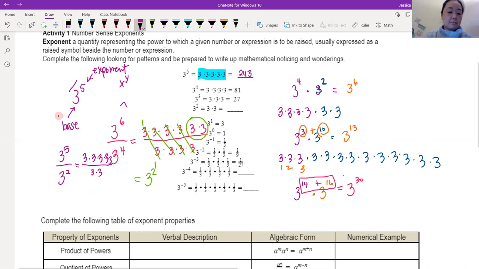So let me just do that. These all cancel out. All we have left is just 3, so 3 to the 3rd power, or 3 cubed, on top. And that would be our answer, just like that. Or if you write 27, that's fine as well, but you can leave it as an exponential.